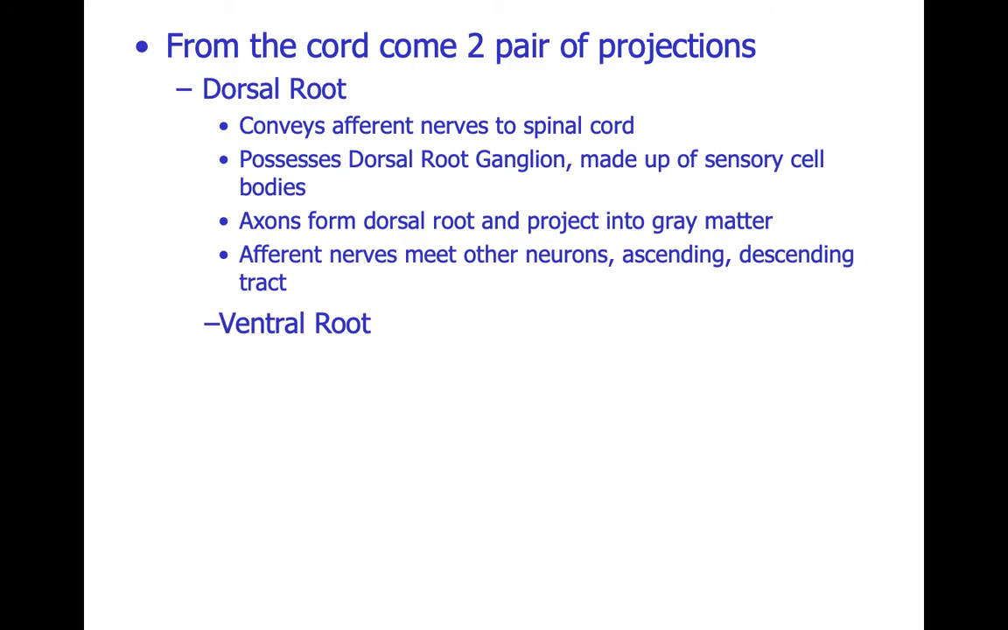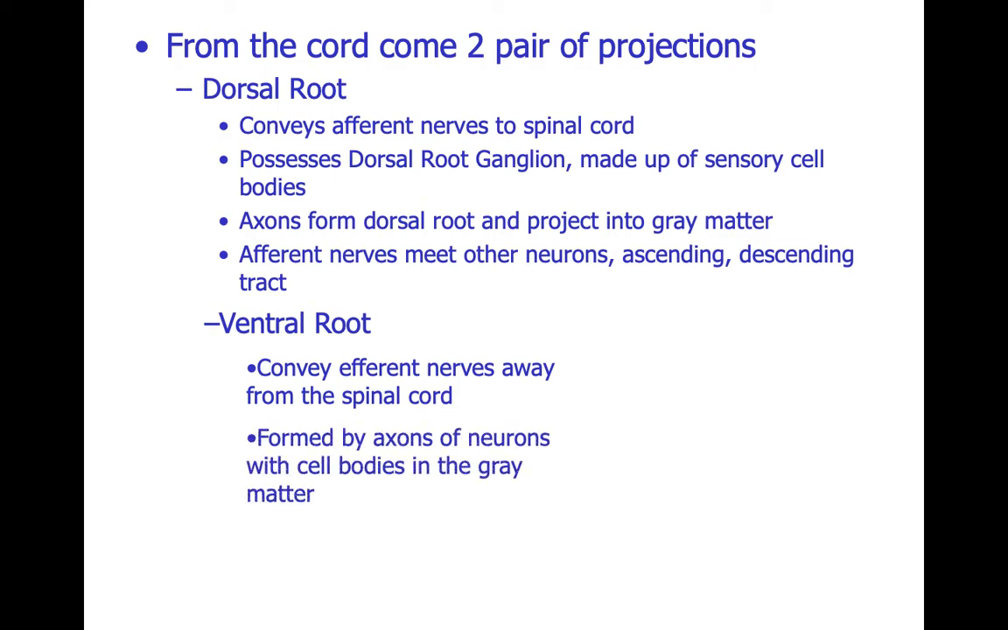The ventral root is going to be on the opposite side, and that's going to be made up of efferent nerves conveying that information away from the spinal cord. That information will be going from the central nervous system out to our various effector organs, skeletal muscle, cardiac muscle, smooth muscle, and all of our different glands. The ventral root is formed by the axons of neurons whose cell bodies are in the gray matter of the spinal cord. So what we're saying is the root is going to be made up of axons.